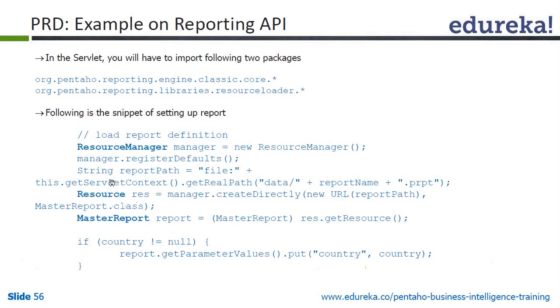So once your resource is ready, so you got this path, you are feeding the path to the resource manager to create an object of resource. So the report path is fed, and master report dot class, basically it's a static reference. So it will create an instance of master class as a resource. It's a static method, get resource on the resource object, and it will return you the master report.